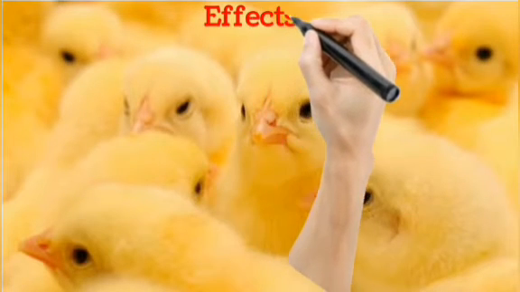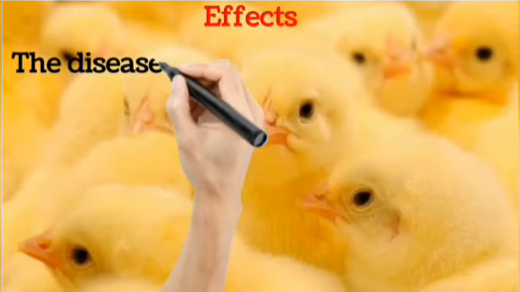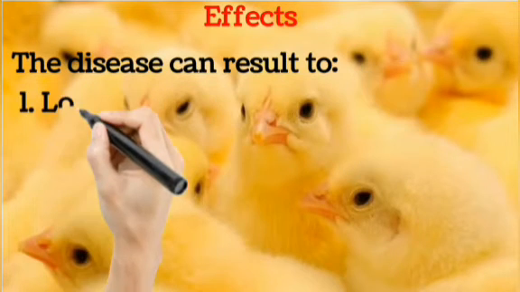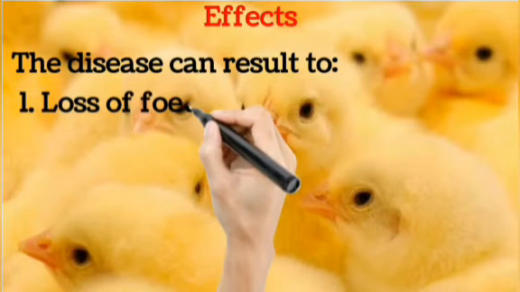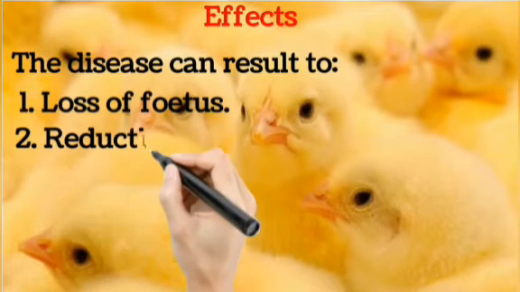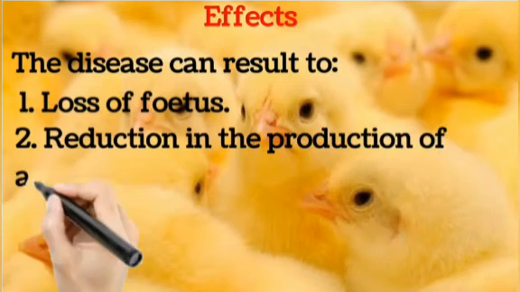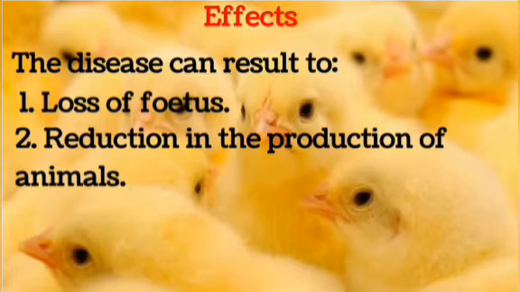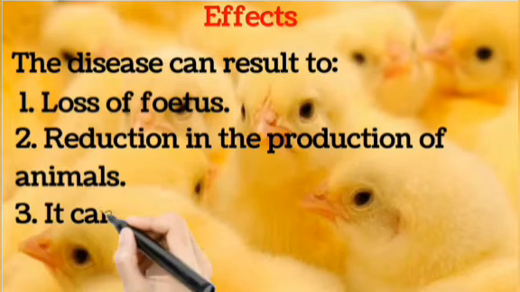Now, what are the effects of this disease? The disease can result in the following. The first one is loss of fetus. That is, the fetus is lost in the process. The baby calf that is supposed to result is lost in the process. Like I said, it has a stillbirth. Now, reduction in the production of animals. Animals' production tends to reduce. They are not multiplying like they should.